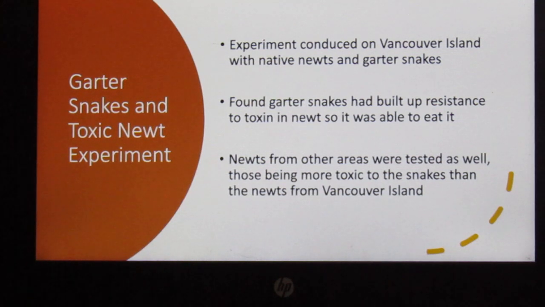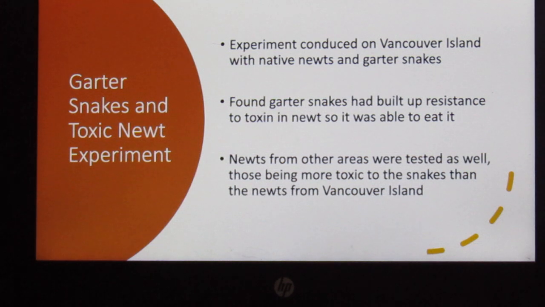So this experiment was done on Vancouver Island. The snakes feed on the toxic newts. So what they did was they tested the toxicity of the newts found on Vancouver Island, and they also tested the resistance of the snake to the toxin.